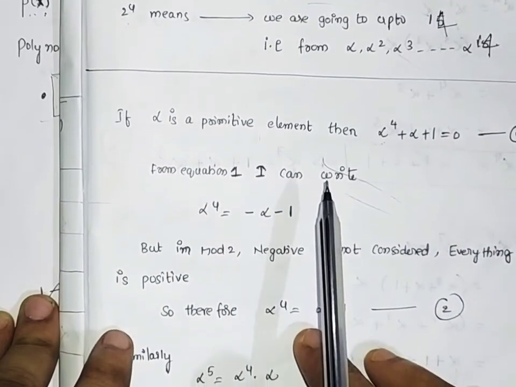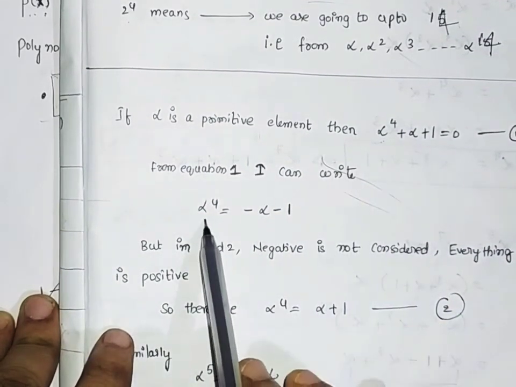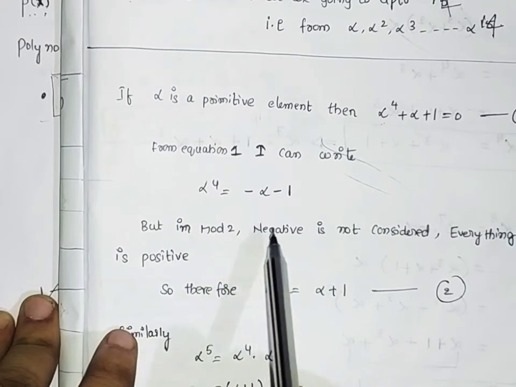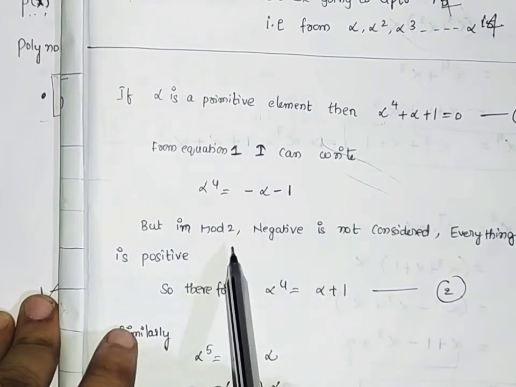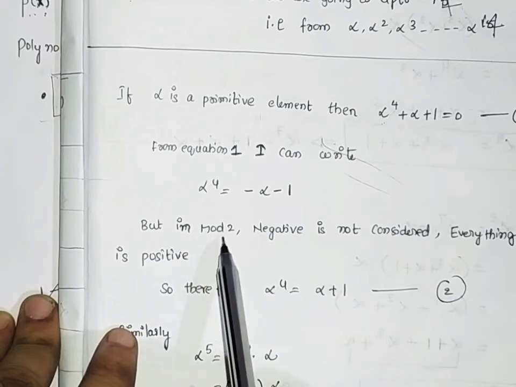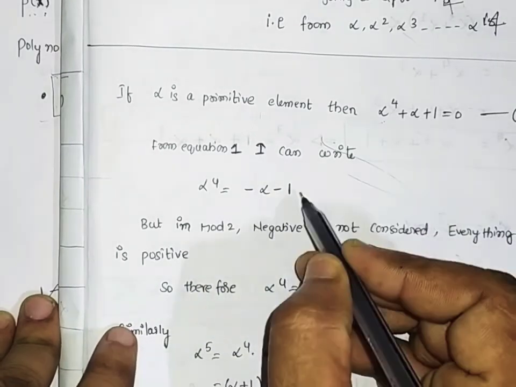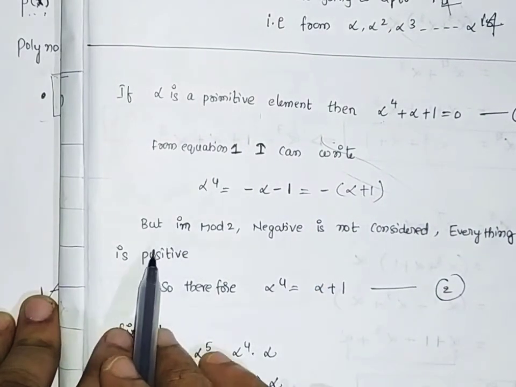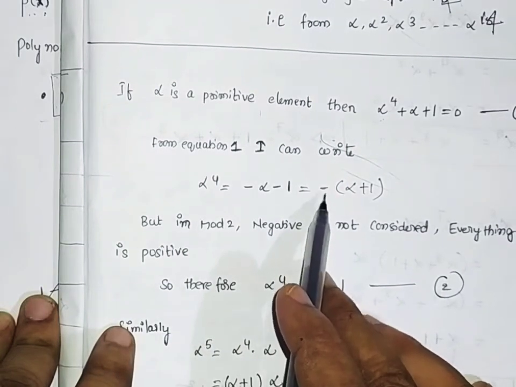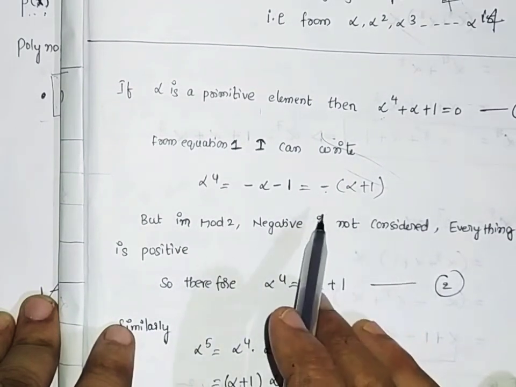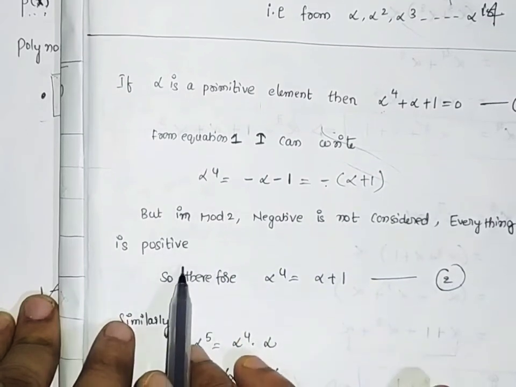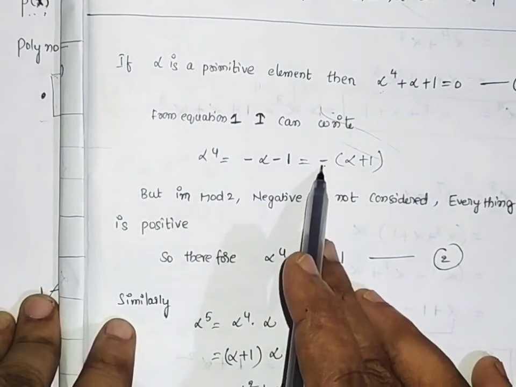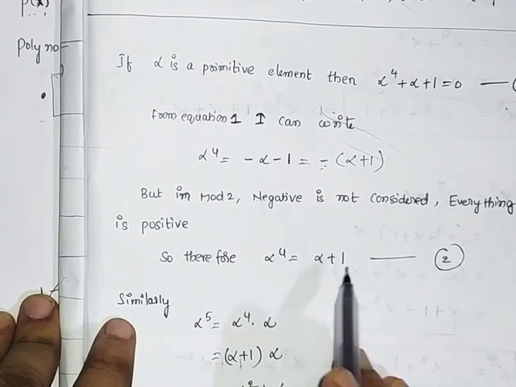From this equation 1, I will write alpha power 4 is equal to minus alpha minus 1. Now all the operations we perform here are modulo 2 operations. Since all these operations are mod 2 operations, I consider this as alpha plus 1. In modulo 2 operations, the negative sign is not considered. In modulo 2 operations, everything is positive. That's why the negative sign is ignored. So after ignoring the negative sign, this will be the resultant equation.